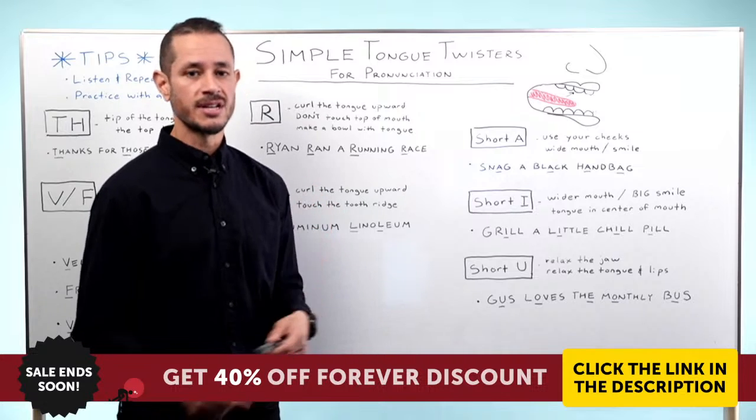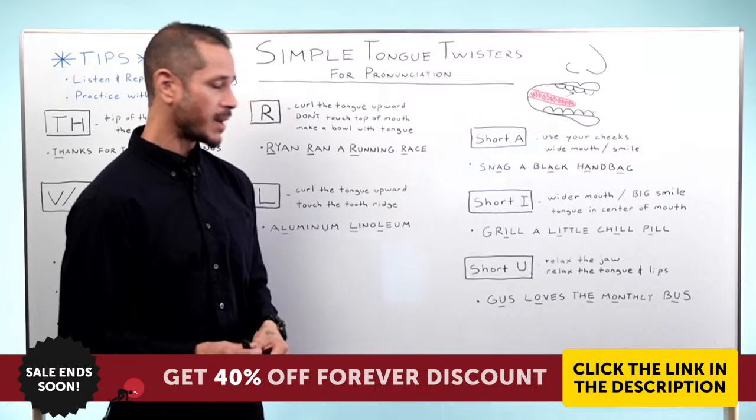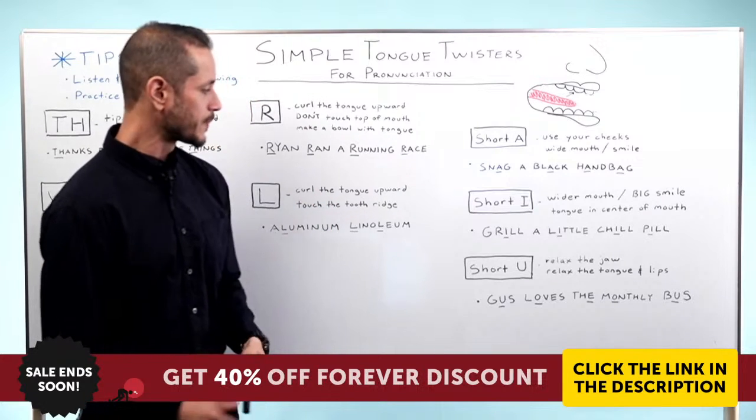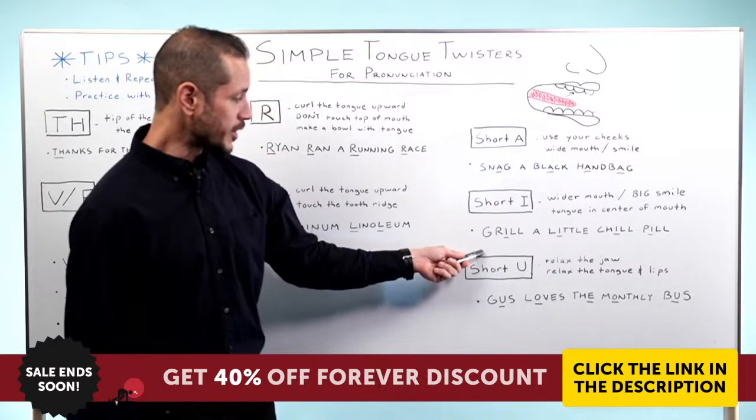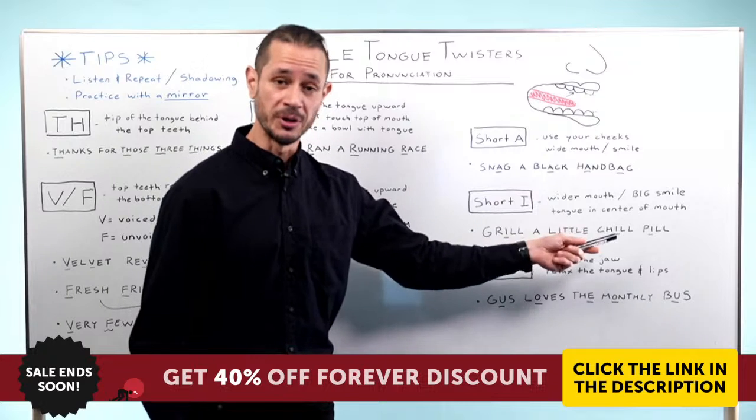It's much easier if your tongue is in the center of your mouth. So that may help you as well. Our tongue twister for the short I sound: Grill a little chill pill.